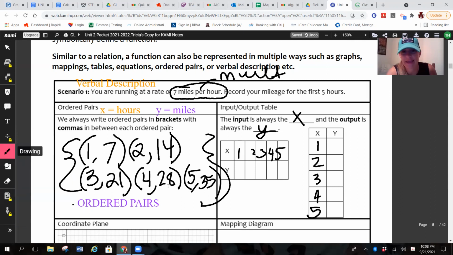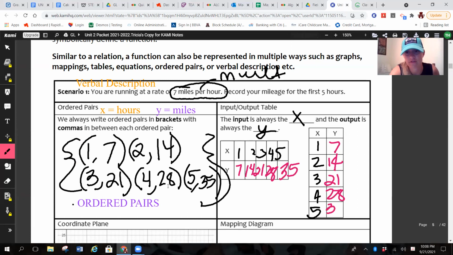Okay, let's answer our miles, which is 7 miles for hour 1, 14 miles for hour 2, 21 miles for hour 3, 28 miles for hour 4, 35 miles for hour 5.